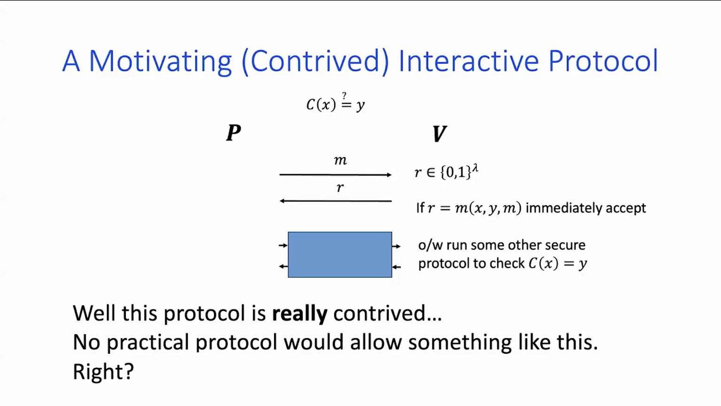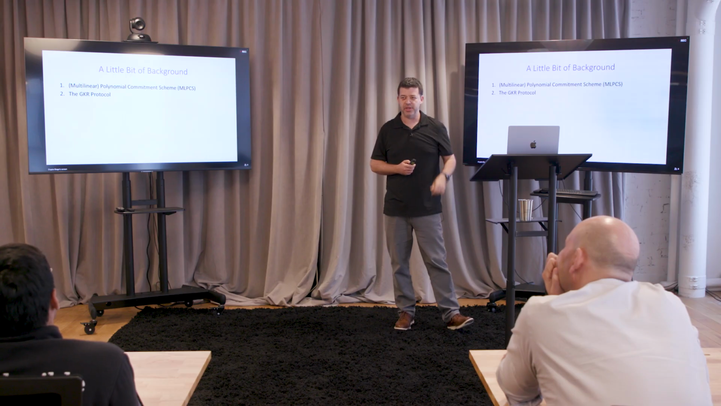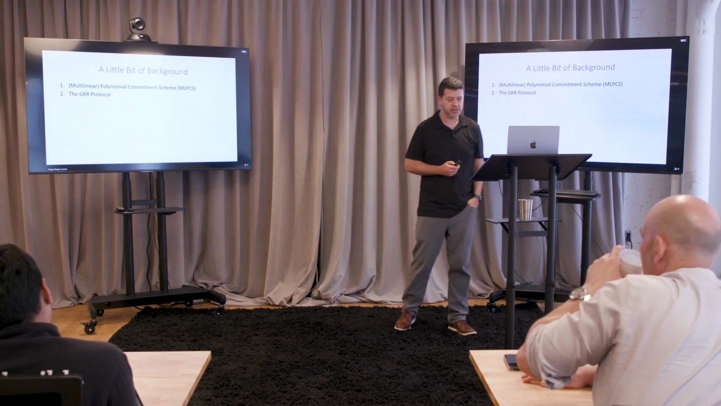So let's jump right into it and show that attack. To describe the protocol that we're attacking, I need to give you a little bit of background. Basically two things. One is what is a PCS, or polynomial commitment scheme. And the second thing is the GKR protocol, or just a little bit of information that you need about this protocol. So first of all, what is a PCS, or polynomial commitment scheme?